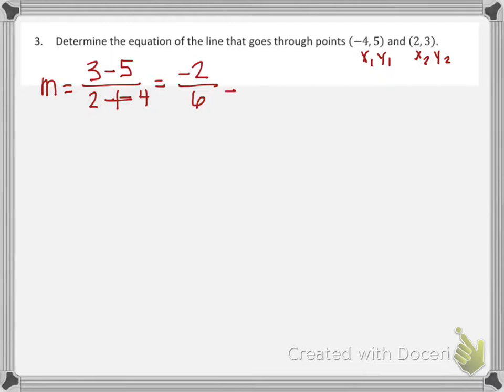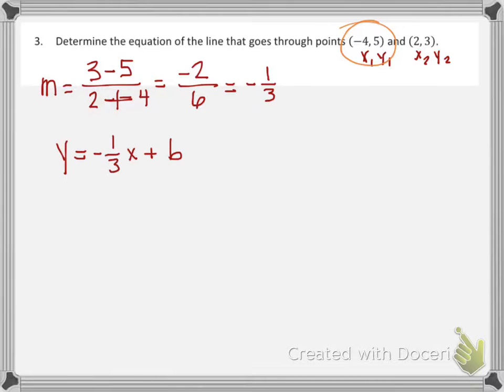-2/6, which I can simplify to be -1/3. So the slope is -1/3. If I were to write the equation, it would be y equals the slope -1/3 times x plus b, and I don't know that y-intercept yet, so I'm going to plug one of these points in so that I get my y-intercept. So I'm going to use that one.